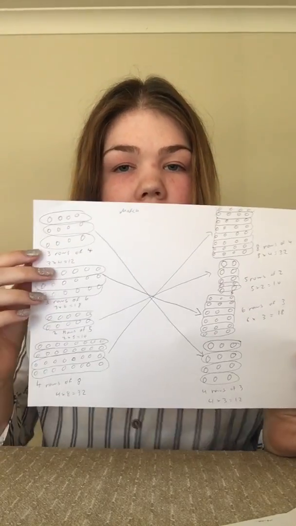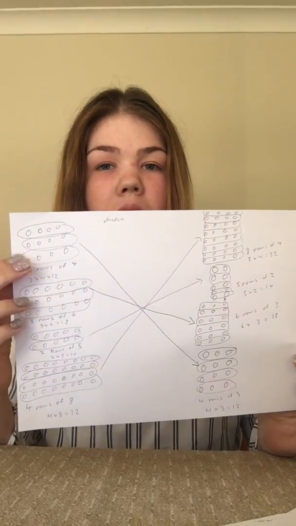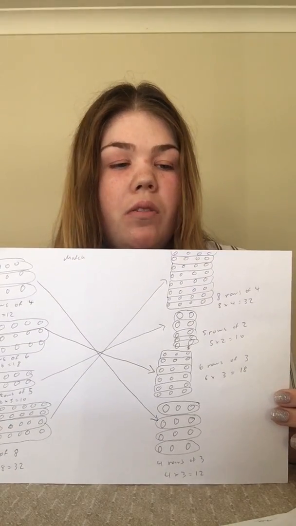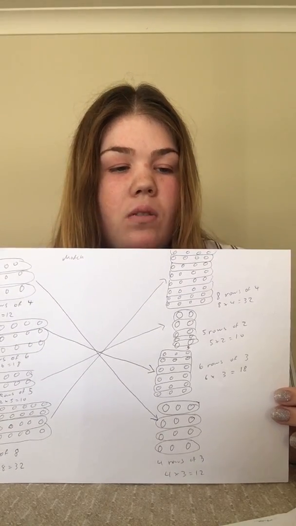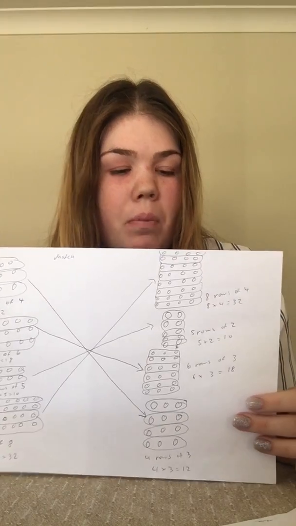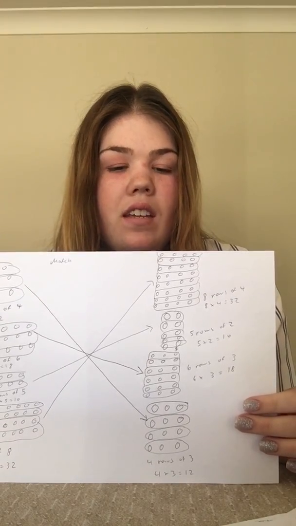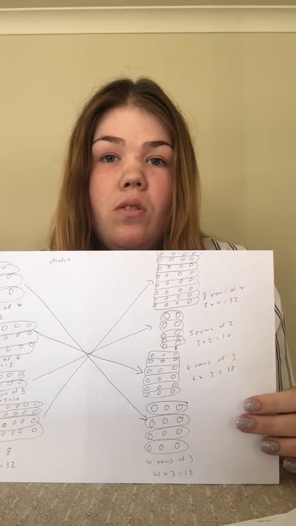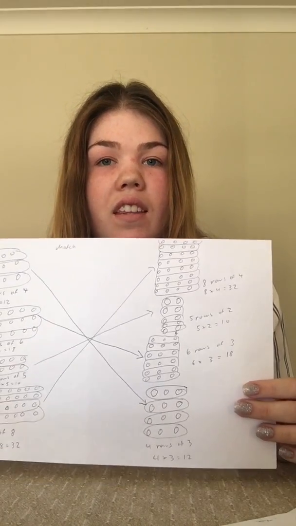Now, for your mental warm-up, I want you to match the arrays with the correct one. So I've circled them here for you. So for example, this one here is 3 rows of 4, which equal 12, which is 3 times 4, that equals 12. And it matches down to the bottom one, which is 4 rows of 3, which equal 12, which is 4 times 3, which then equals 12. Make sure you write the equation, and then good luck.